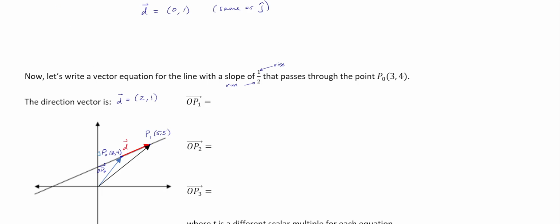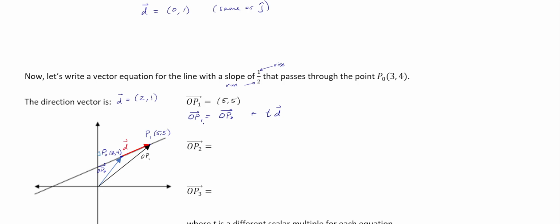Okay, and so this vector represents OP1. So OP1 is equal to 5, 5. Well, how did we get that? OP1 was achieved by taking OP0 plus the direction vector, now multiplied by some scalar value, right? I don't know what the magnitude of that direction vector needed to be to get to 5, 5, but we can actually find that out.